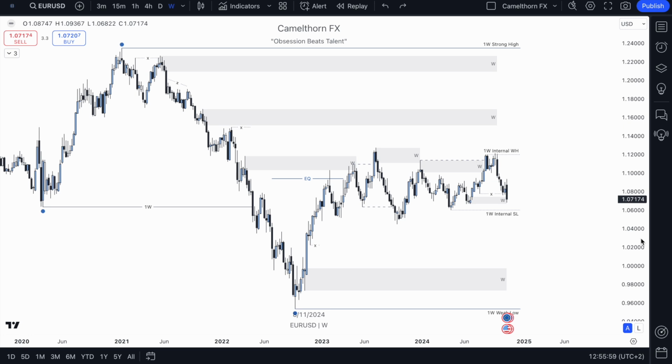As always, I'm going to be focusing on the weekly, daily, and 4-hour timeframes in order to give you guys a medium to longer term view of what I'm anticipating to happen next on this pair. And we're going to start off with the weekly time frame. Now, our weekly time frame is obviously bearish.